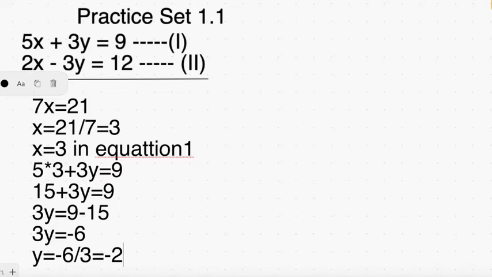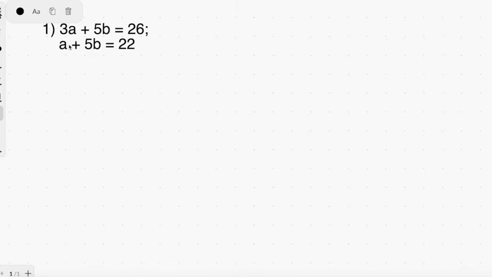So what I got is the final solution, right? x is equal to 3, and y is equal to minus 2. Now let's solve the second problem set, which is 3a plus 5b is equal to 26 and a plus 5b is equal to 22, right? Let's make it equation 1 and this is the second equation, equation 2.